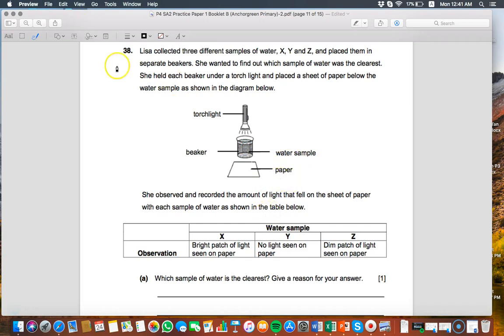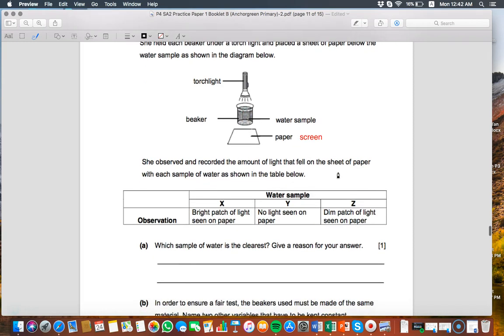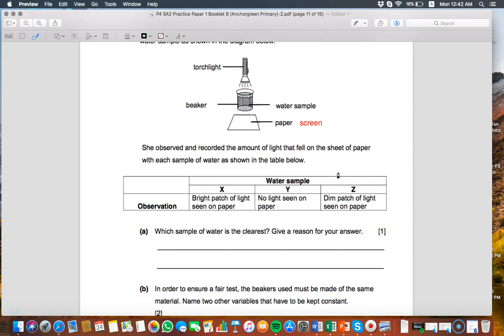And what is the paper? The paper acts as a screen. Okay, a screen. Paper acts as a screen, because the image will be formed on the paper. So, what did she observe? She observed and recorded the amount of light that fell on the sheet of paper with each sample of water.